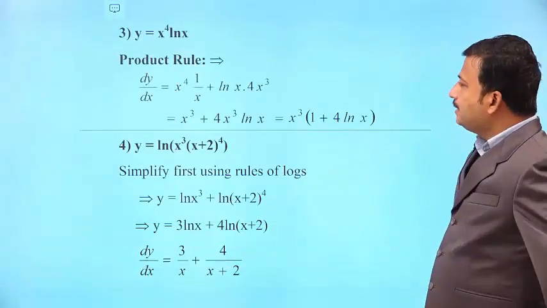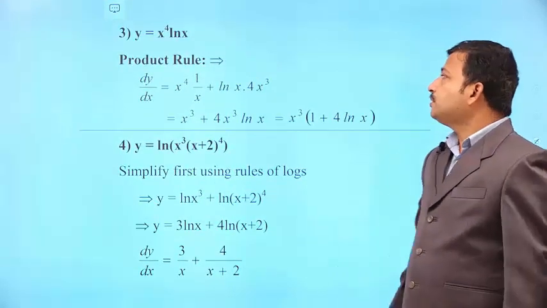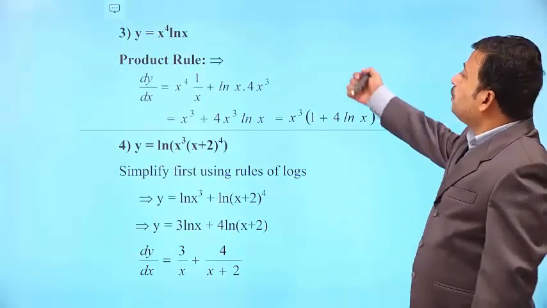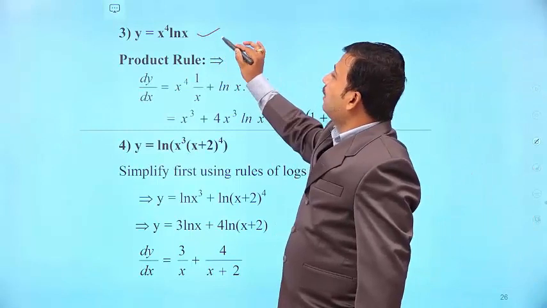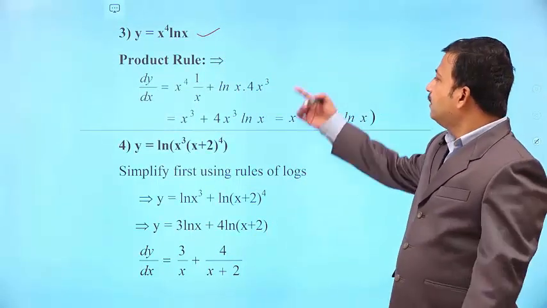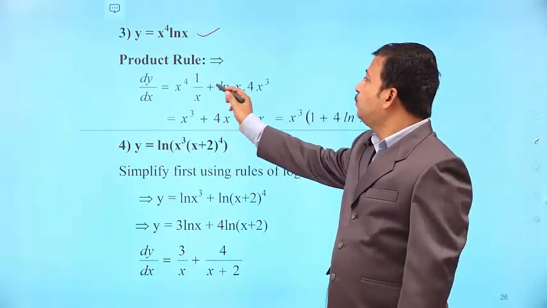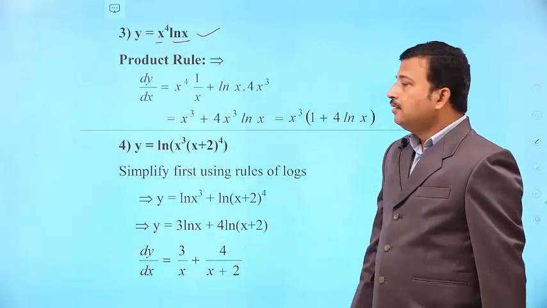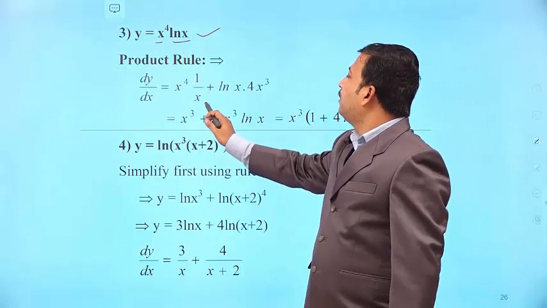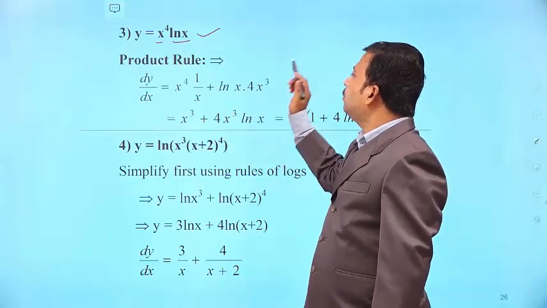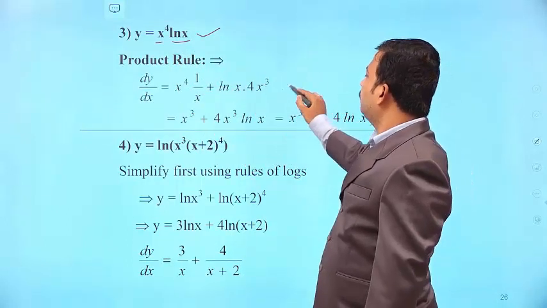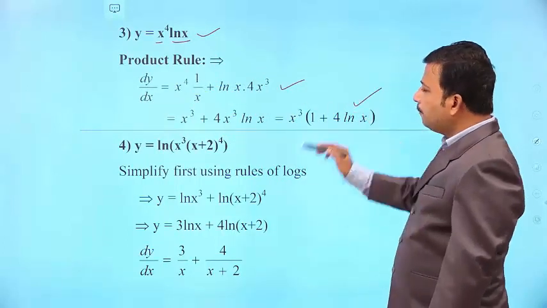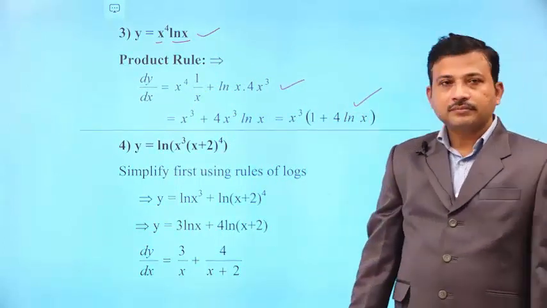Some important things, if you remember them, will be easy to implement anywhere. So if y is equal to x to the power 4 into ln x, what will you do? You have to use the product rule. Here two different functions are there, x to the power 4 and ln x. So x to the power 4 into the derivative of ln x, which is 1 by x, plus ln x into the derivative of x to the power 4, which is nothing but 4x cube. We are using the product rule here, right?